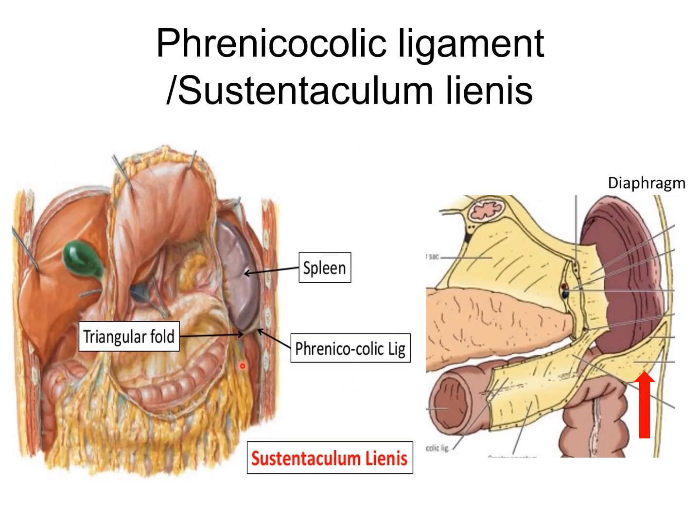Phrenicocolic ligament is not directly related to the spleen. It's a triangular fold of peritoneum which connects the left colic flexure to the diaphragm, and it supports the spleen from below. Clinically it is also important because during splenomegaly it will not allow the spleen to expand directly downwards. That's why the spleen will be enlarging towards the right iliac fossa.